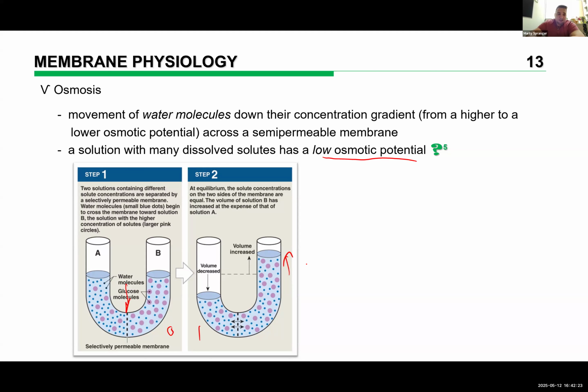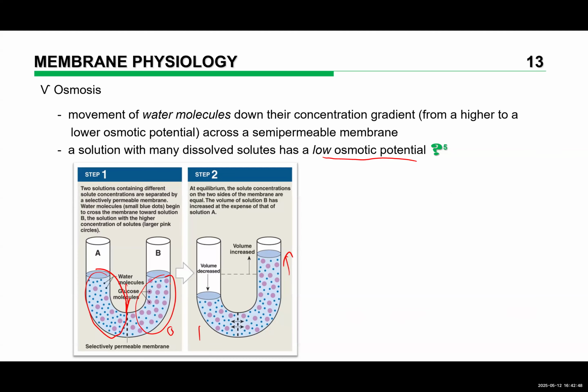Another way of looking at it is to look at the water molecules here. There are many more little blue dots there than here. Water is diffusing down its concentration gradient, right? So wherever there's more solute, I don't care if it's glucose or whatever it is, wherever there's more solute, there will always be fewer water molecules and vice versa. So water is just diffusing down its concentration gradient.